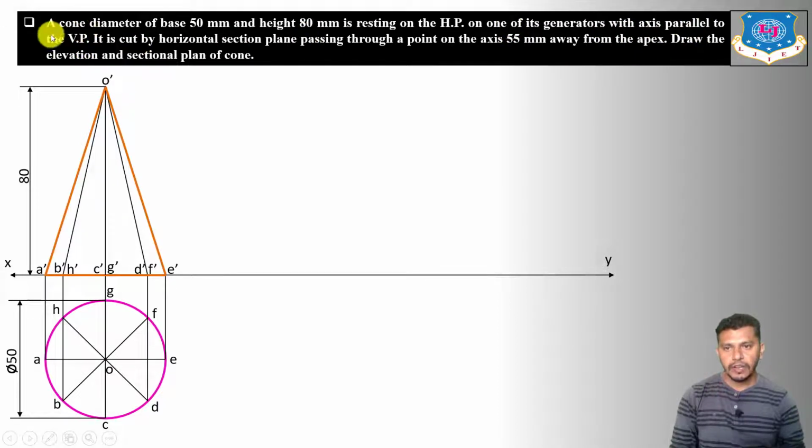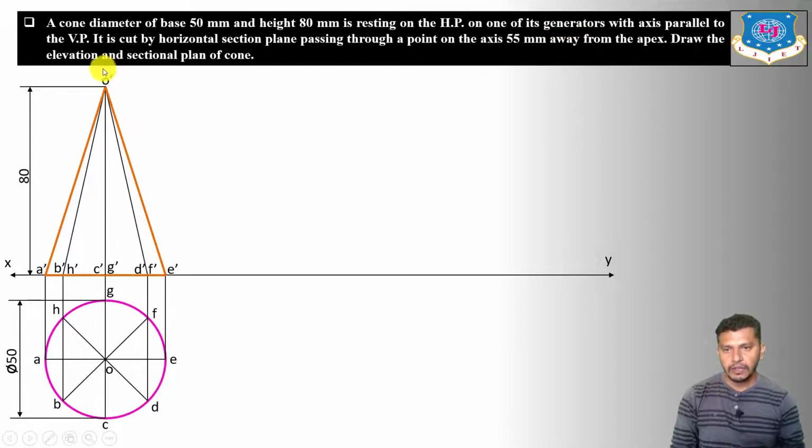In the starting of this example, we have assumed that the axes are parallel to the vertical plane and perpendicular to the horizontal plane. So right now the axis of the cone is already parallel to the vertical plane. Now to derive the second stage, we have to take one of the generators on the XY reference line from the elevation, because here it is given that it is resting on HP on one of its generators.